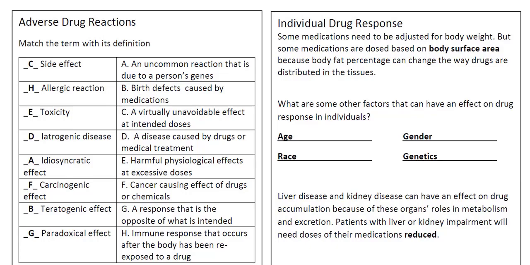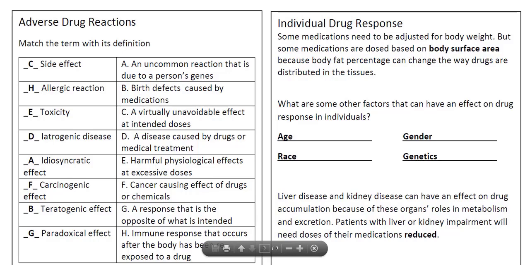Age affects the way that drugs can respond in individuals. Patients who are very young and very old can have increased toxicity with certain medications. Those who are very young have immature organs, and those who are very old, their organs are starting to wear out, and so they do not metabolize drugs as effectively as before.